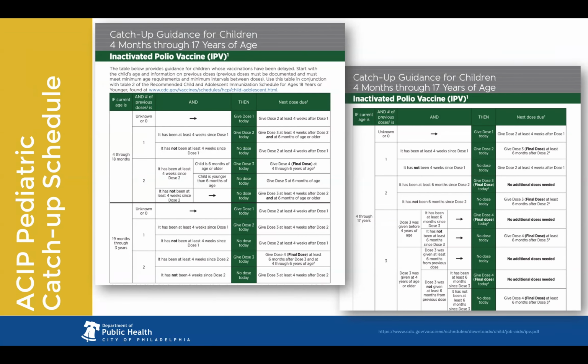If a child misses a dose in the IPV vaccine series, it is recommended that a catch-up schedule be applied to get the child's immunizations caught up to date. Here is a snapshot of what that catch-up schedule looks like. We advise that you work with the parent or guardian of the child to ensure they receive all doses so that they're not left out of school.